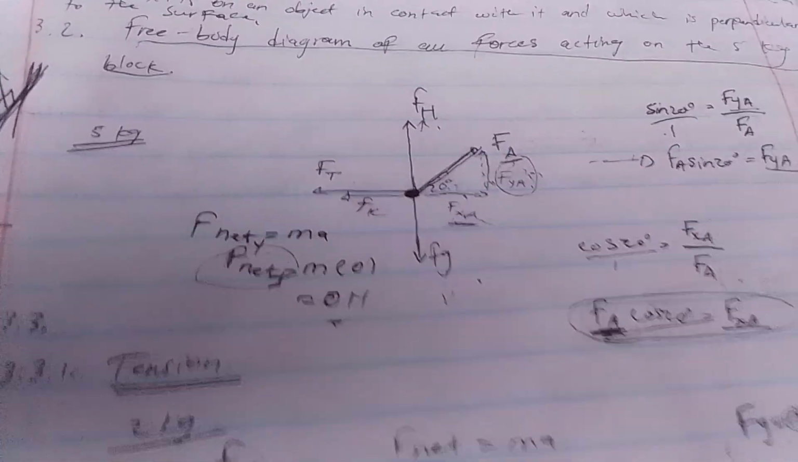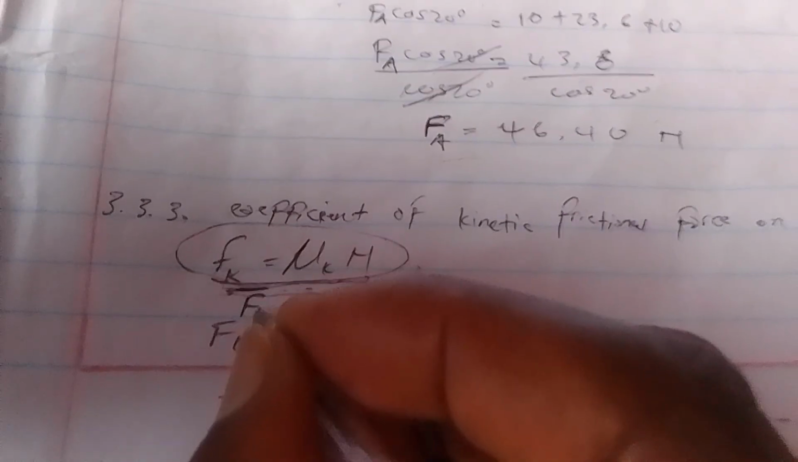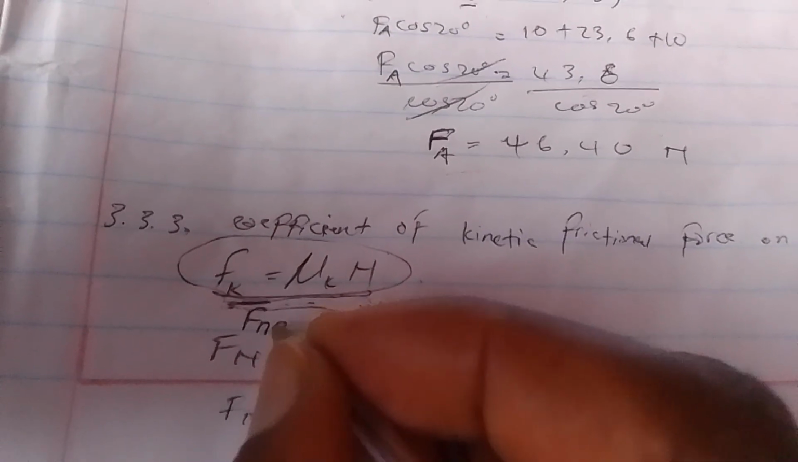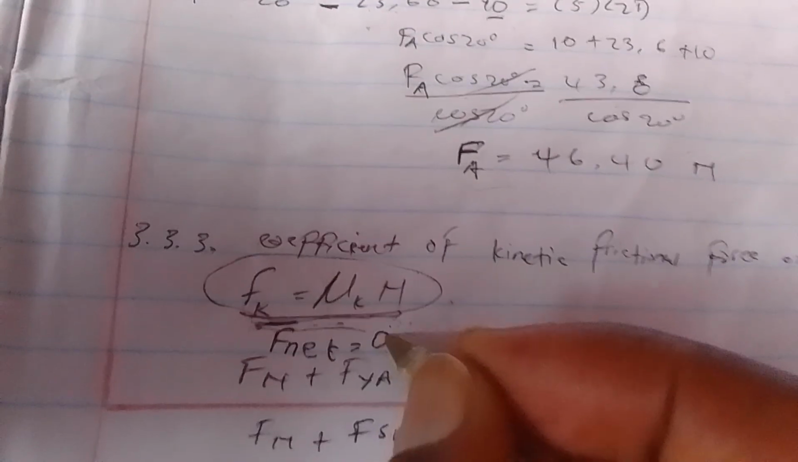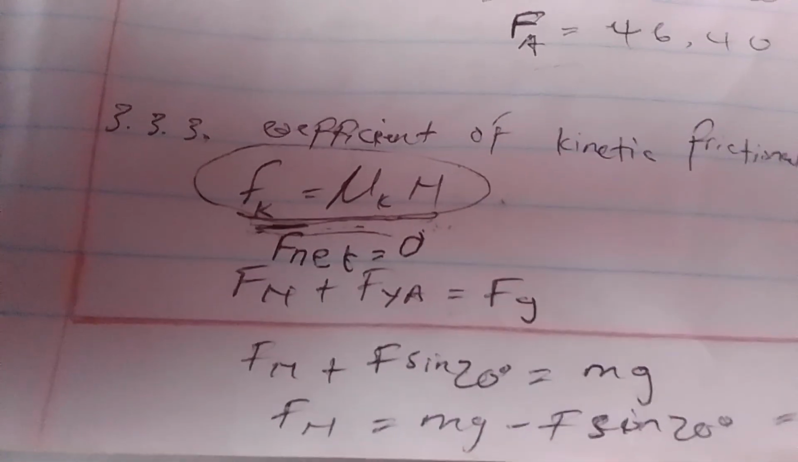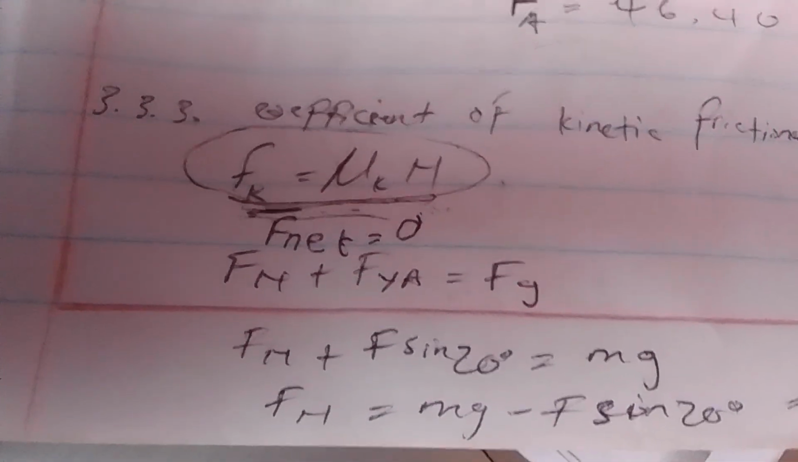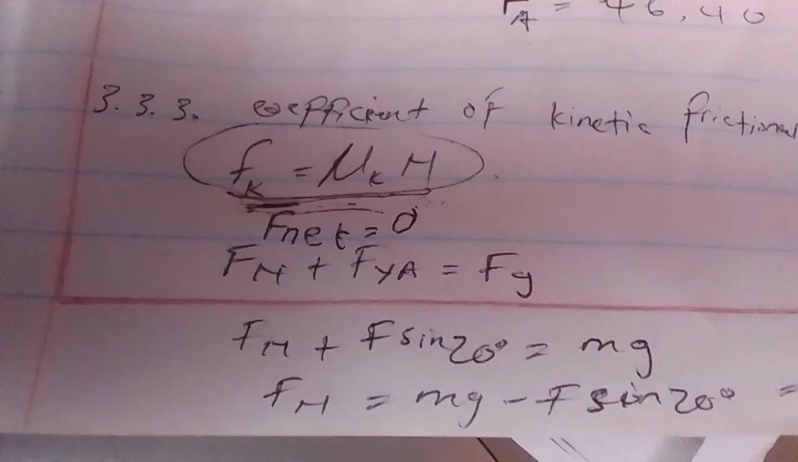So it means when we come here, you're still going to use that. I didn't write this before, but let me write it to show you. Our F net now is equal to 0. So again, now it is 0. It is no longer ma. It is 0 because our acceleration is 0. So m multiplied by 0 is 0. So we will be left with F net equal to 0.